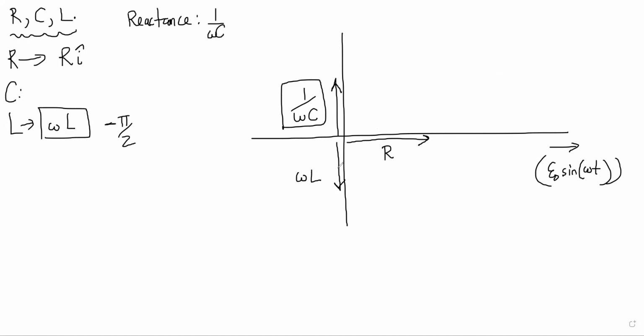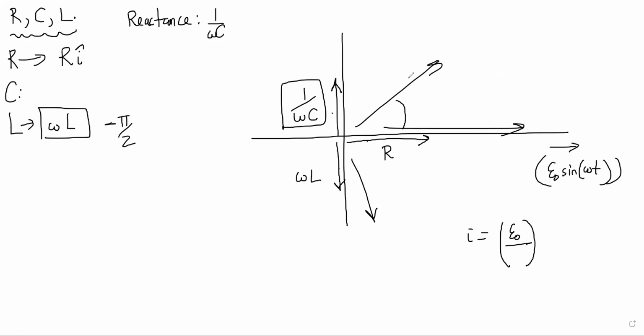Now all you have to do to find your resultant is take the resultant of these vectors. It might come like this, or like this, depending on the values. Whatever your resultant vector comes, find out the length of that resultant vector and the angle. Your current will be E0 divided by that length. That quantity is called impedance Z, the length of the resultant vector. And your phase will be omega t plus that angle. So we'll see examples where we apply this.